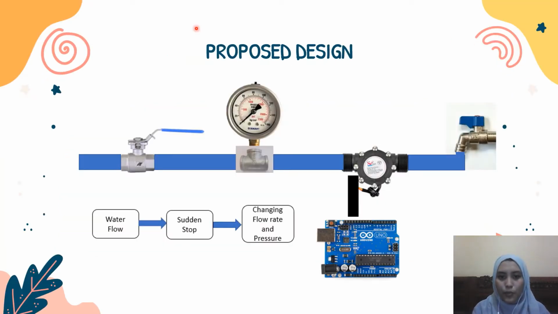First is the proposed design of the water hammer. We can see that the main components are the valve, the flow meter, and then the Arduino that will be connected to the laptop. And then the third one is the pressure gauge with the connector to the hose, and then the last one is the stopping valve.